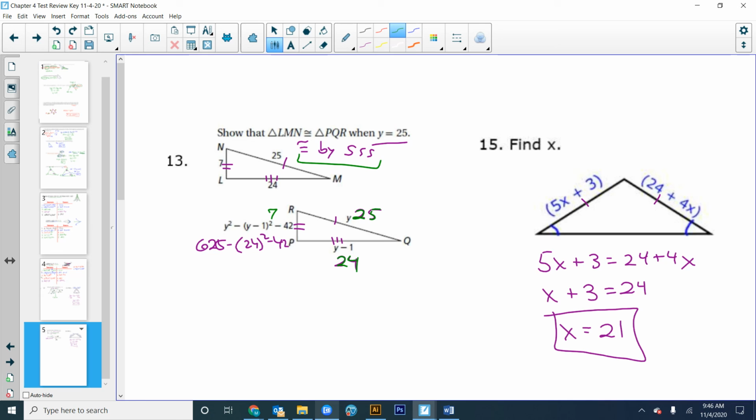15, what kind of triangle is that? Isosceles. And did they label angles or sides with x's? Sides. So this one has nothing to do with the angles, right? We had to know that since the angles were congruent, the sides are congruent, but after that, we're just setting the sides equal to each other. So when you solve for x, you should get 21. Any questions on that one?